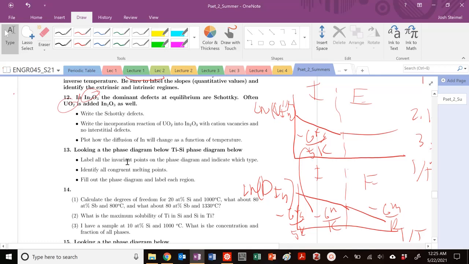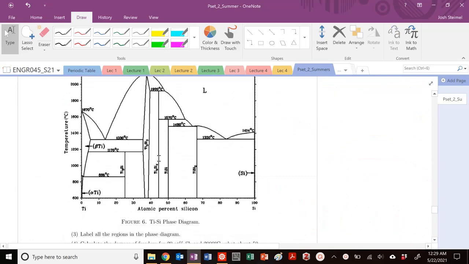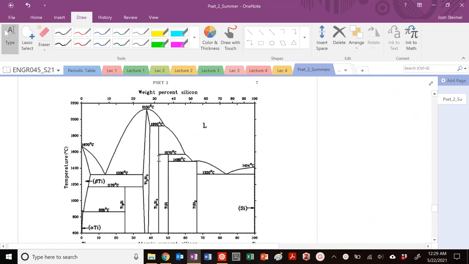So now let's get into some phase diagram problems. Let's look at the titanium silicon phase diagram here. Congruent melting point, congruent melting point, congruent melting point, and there we go. This here's a eutectoid, eutectic.